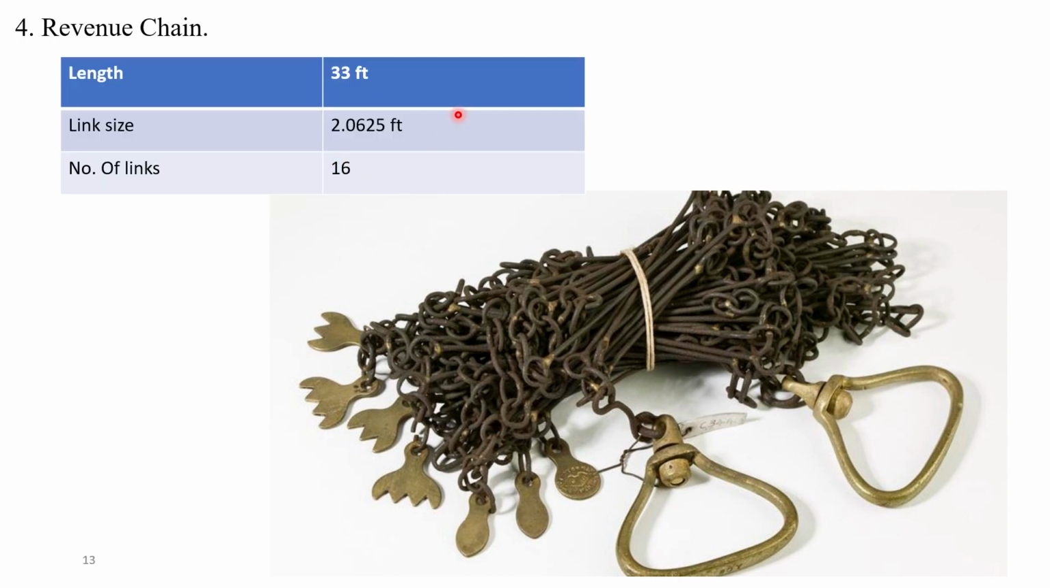The fourth one is the revenue chain. The revenue chain is 33 feet long. The size of one link is 2.0625 feet, which is approximately 2 feet, and the number of links is 16. So one link is approximately 2 feet, and 16 links are there, so it will be 33 feet long.